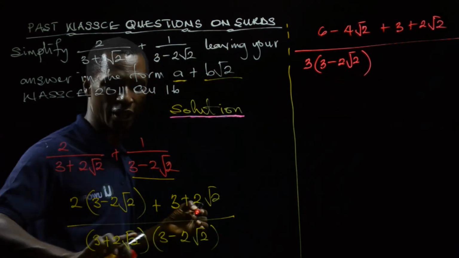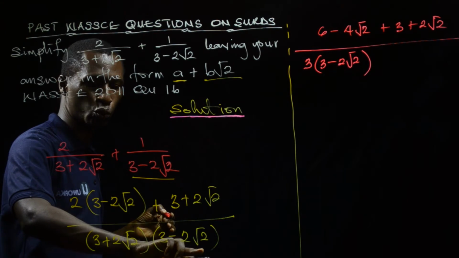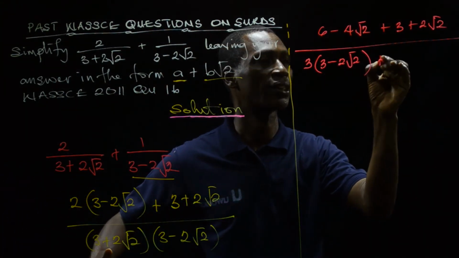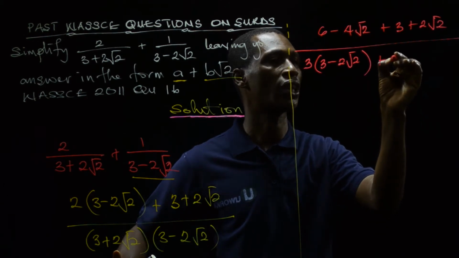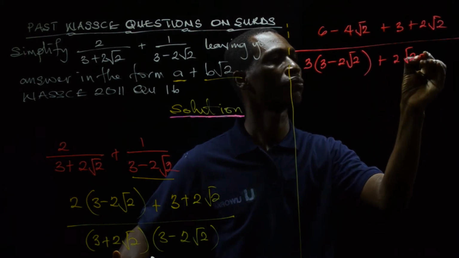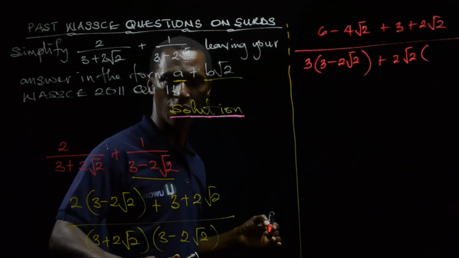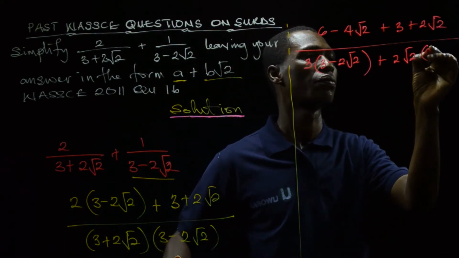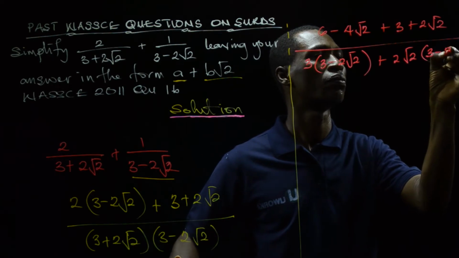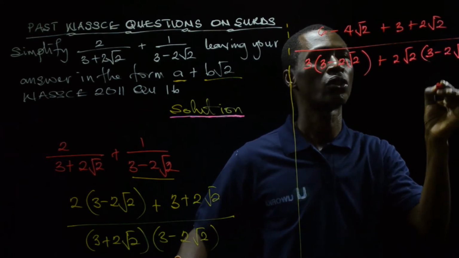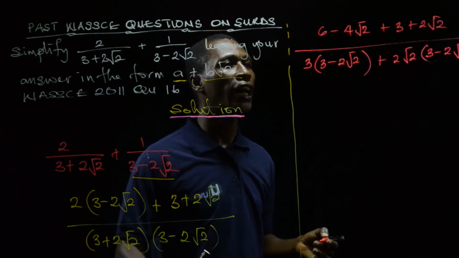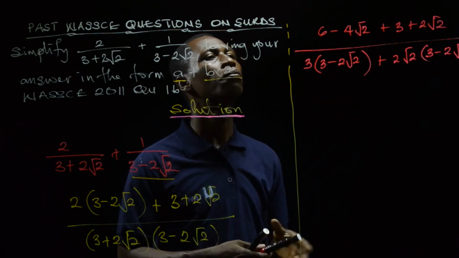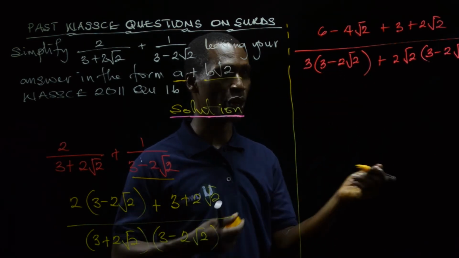So 3 multiplying 3 minus 2 root 2. Then the operation sign between them is what? Plus. Then I bring 2 root 2 down here. Then I still come along with what? 3 minus 2 root 2. Good. Now, I can now simplify the figures we have at the top.